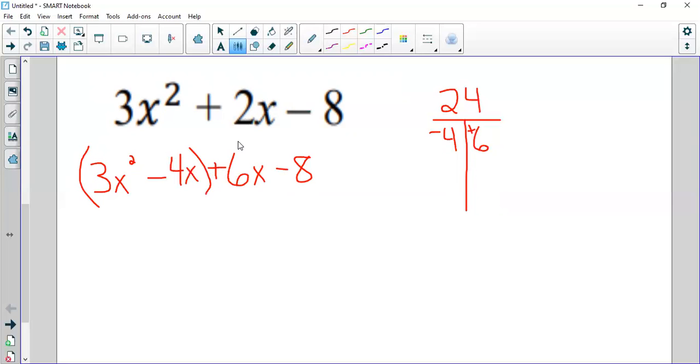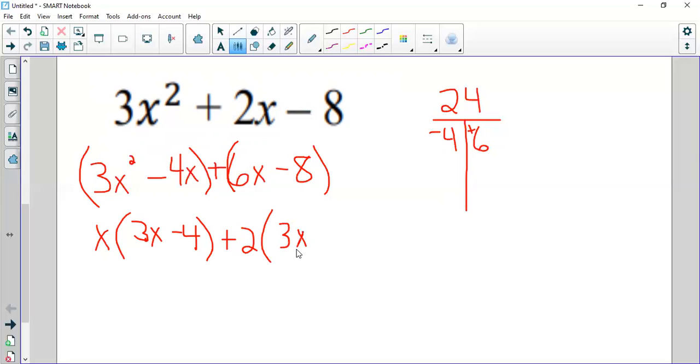Now I'll group. Group that and group that. GCF for the first pair is just an x again. That leaves me 3x minus 4. And plus the GCF of the second pair is 2. And that leaves me the same binomial, 3x minus 4. I've got myself a winner. So I'll take that 3x minus 4. I'll pull that out in front. And that's going to multiply those 2 GCFs put together, which is x plus 2. Again, if you FOIL this, you'll end up back where you started. This is my factored answer.